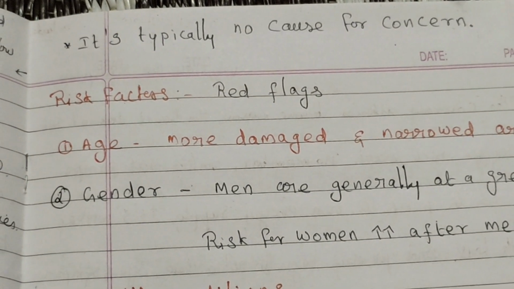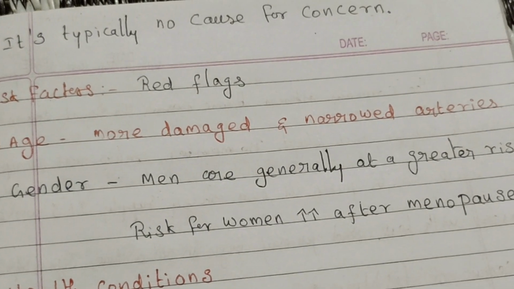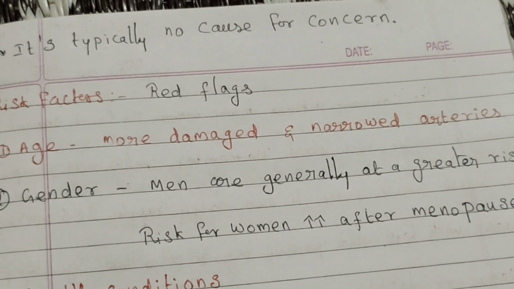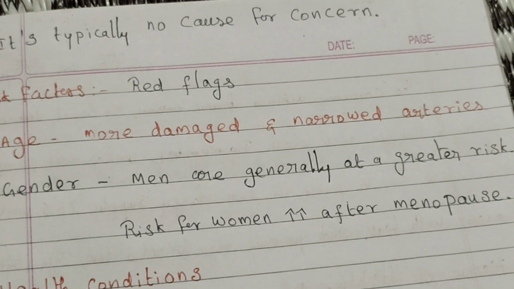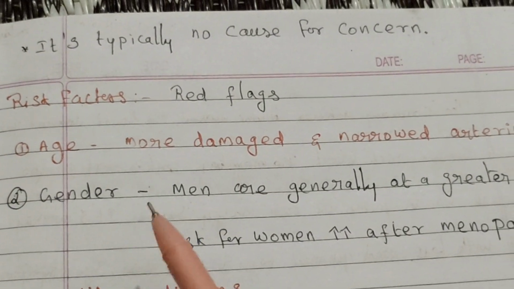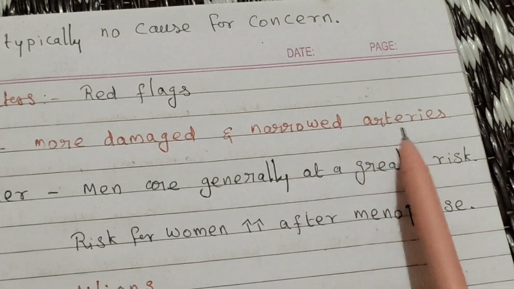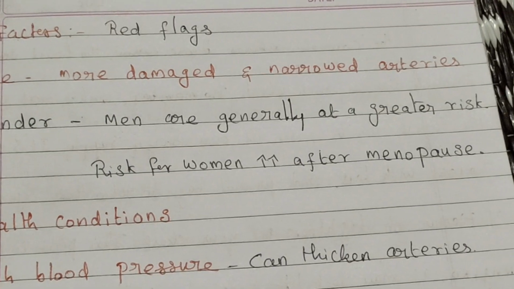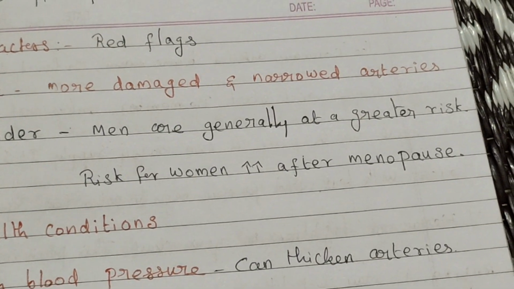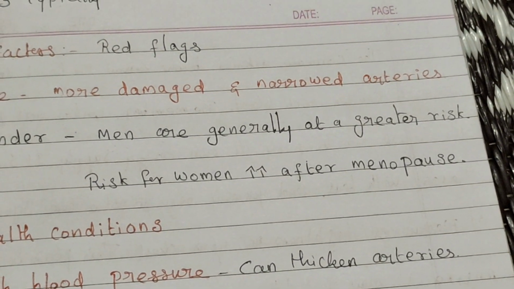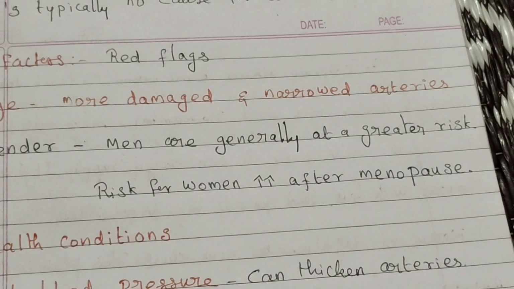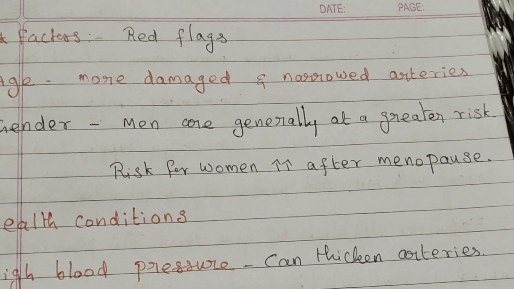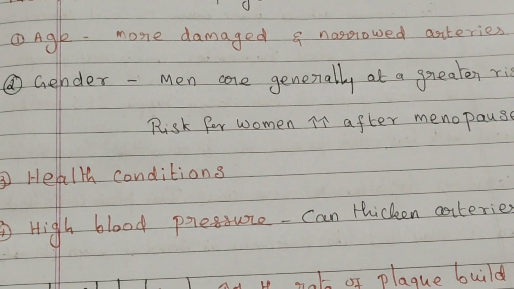First, getting older. Older age can mean more damaged and narrowed arteries. The second factor is gender. Men are generally at a greater risk compared to women. Risk for women increases after menopause. The third is existing health conditions.